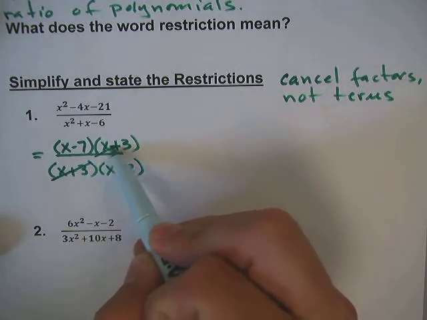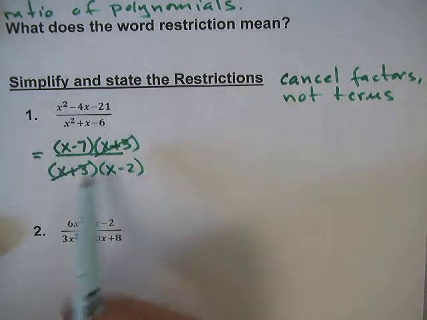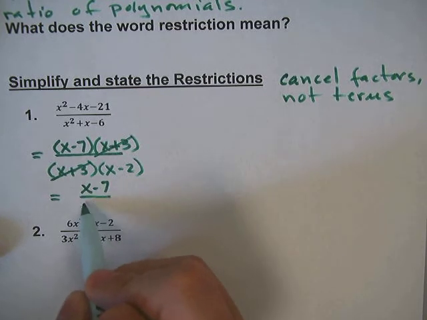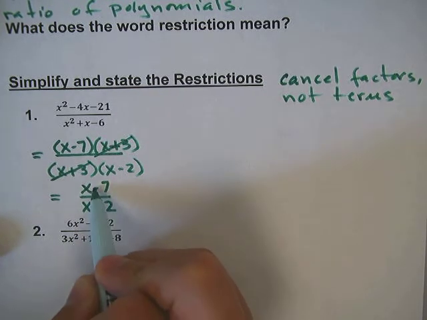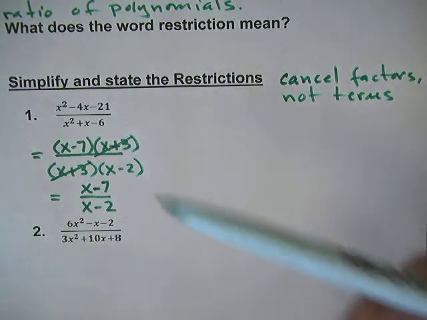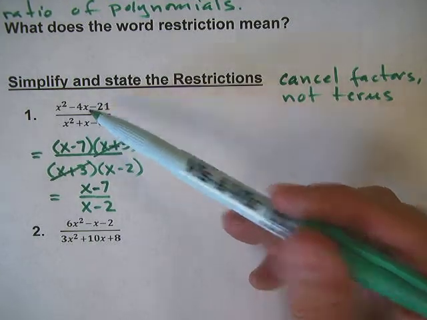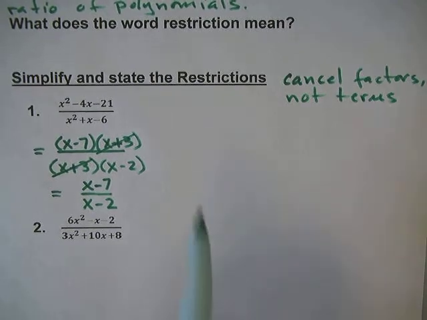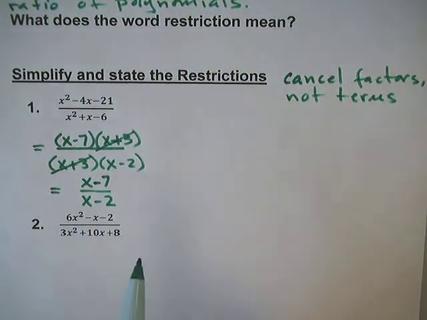So what does that mean? That means I can cancel. I can just cancel these out. I can't cancel those, so I'm going to have x minus 7 over x minus 2. And that's it. That's my answer. That's the most I can reduce this expression down to. Now, that wasn't super hard.